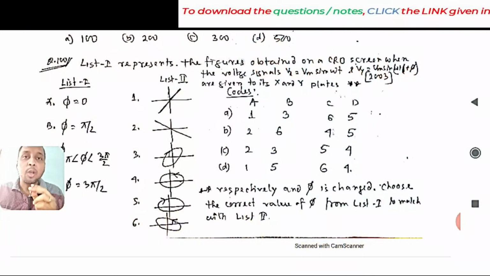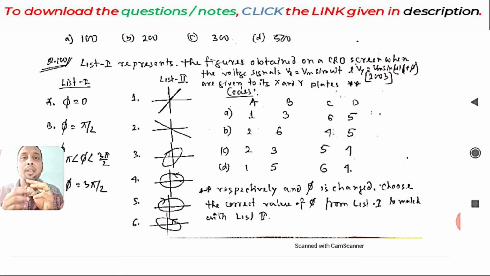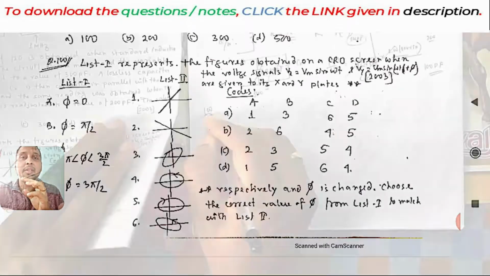Okay students, welcome you all to this new lecture in the GATE Measurement series. Today we will be solving question number 100 only, one question. In this question you will see three different approaches to solve this type of question: graphical approach, mathematical approach, and then one tabular approach. Okay, let's see this.